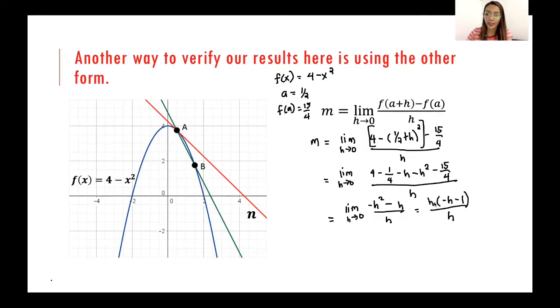Okay, so we can cancel h and h. Okay, so therefore, the limit of negative h minus 1 as h approaches 0. Okay, so since si h approaches siya sa 0, we can now substitute 0 here. Okay, so we have negative 0 or 0 minus 1 is equal to negative 1. So therefore, our m is equal to negative 1.